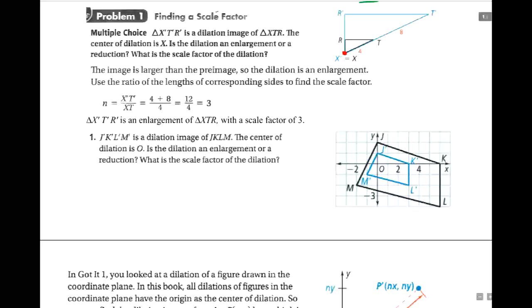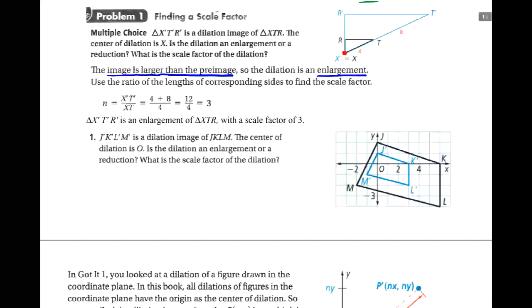Is the dilation an enlargement or a reduction? What is the scale factor? So are we enlarging or reducing? Well, our pre-image is smaller than our image. So because the image is larger than the pre-image, this is an enlargement.